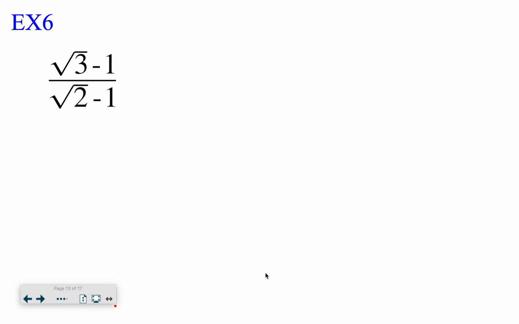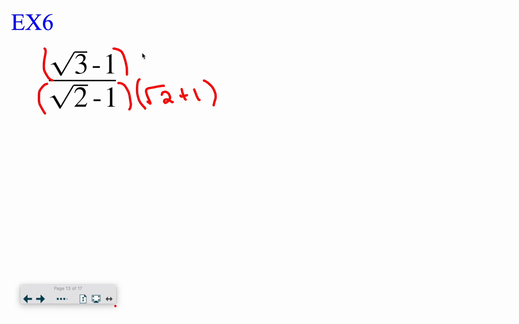Okay, example 6 is similar to example 5. We have radicals in both the numerator and denominator. We have multiple terms in both the numerator and denominator. Therefore, we cannot rationalize with a single radical. What we have to do is multiply this fraction by 1 in the form of the conjugate of the denominator over the conjugate of the denominator here.